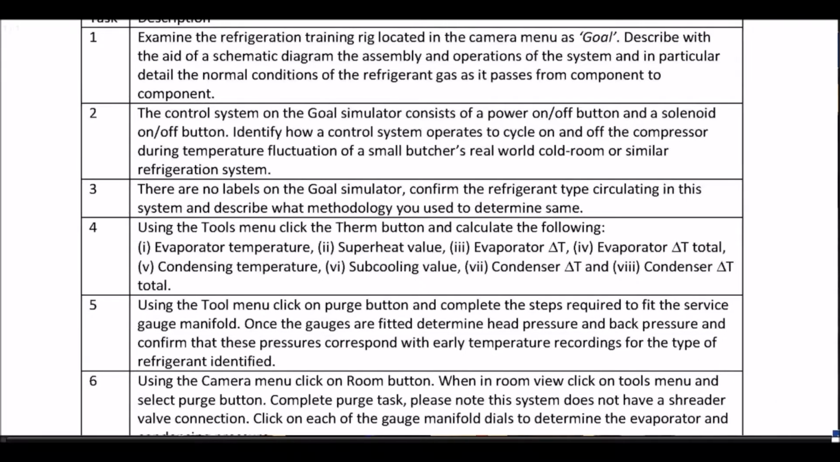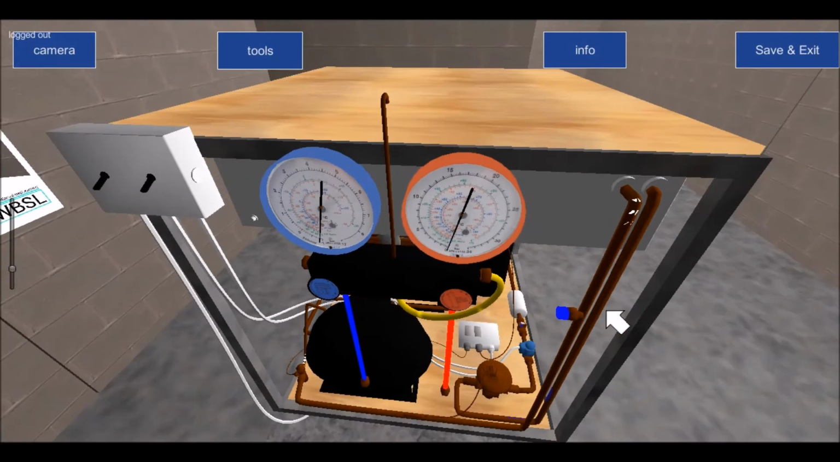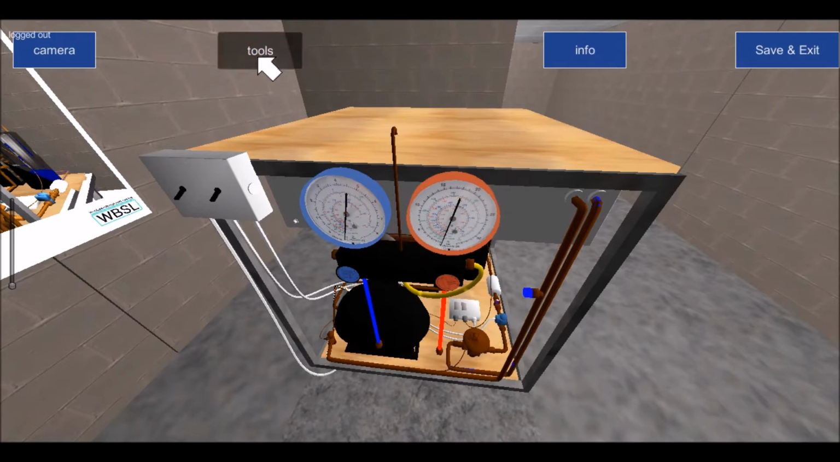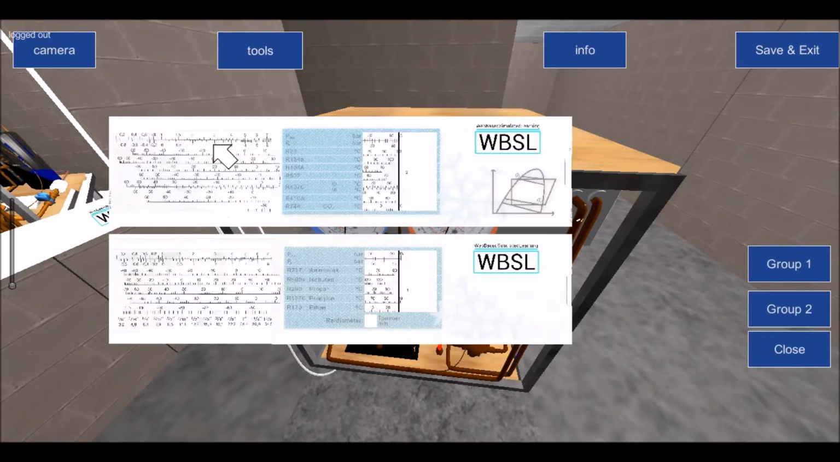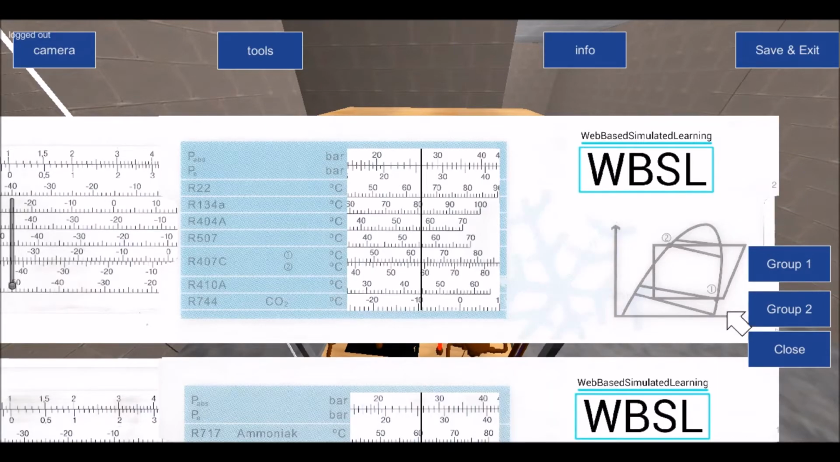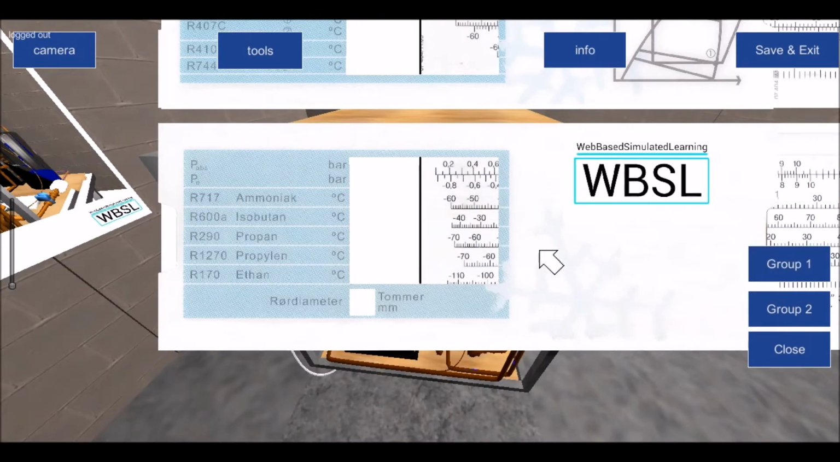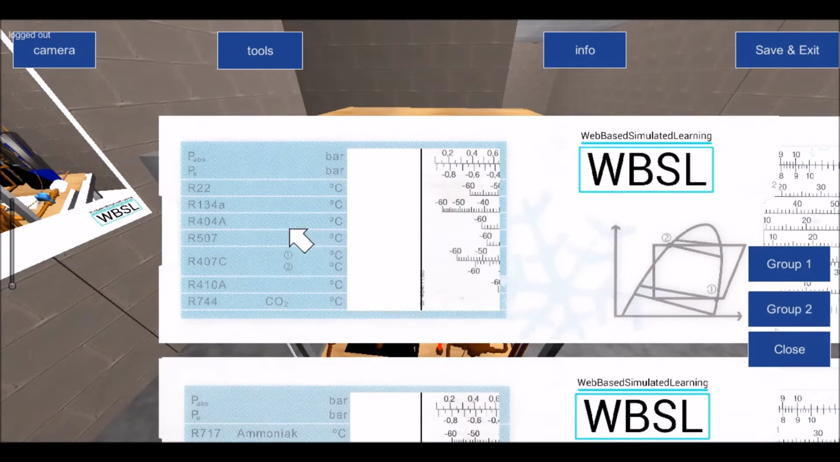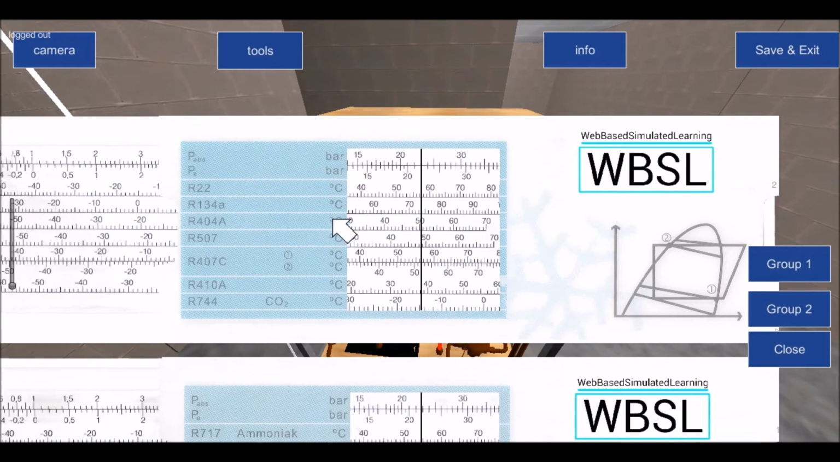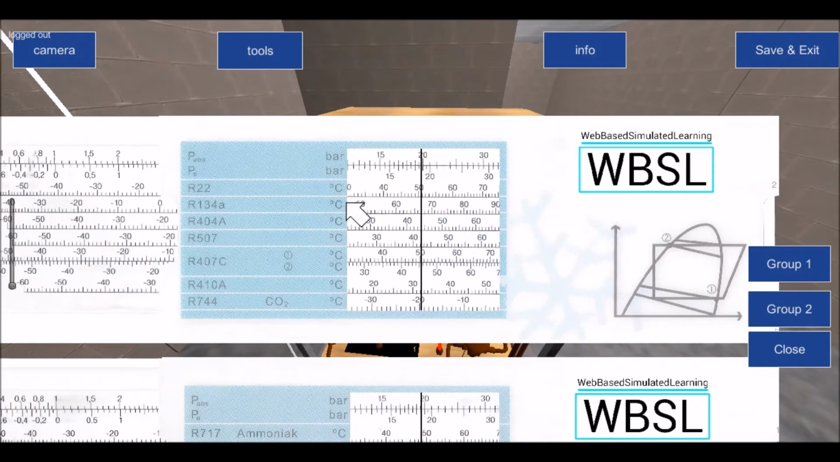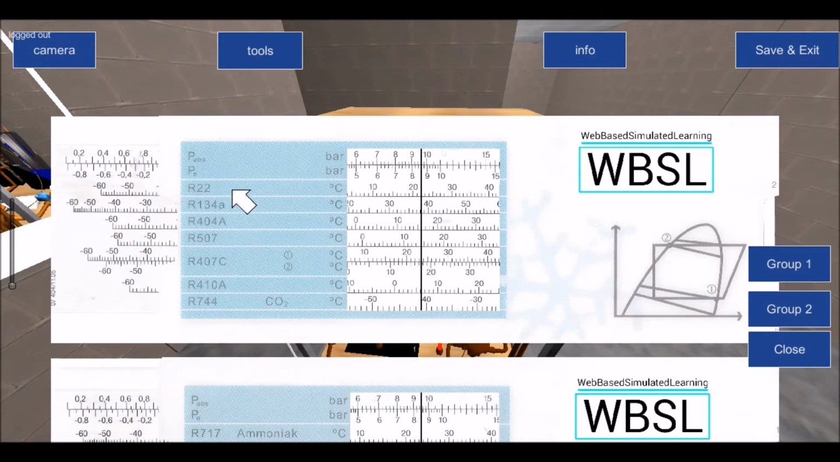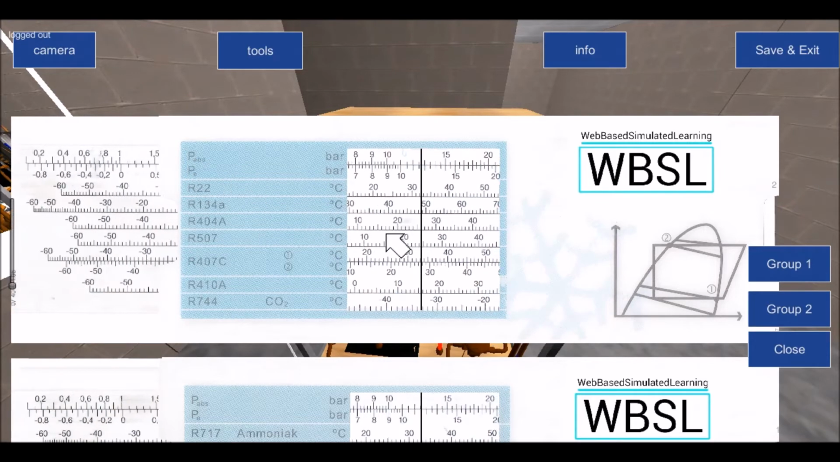So what that's asking you to do is use your slide rule, and by using your slide rule, you have to determine the pressure temperature relationship. Basically how this slide rule works, you've got your different types of refrigerant down along here. You've got your pressure in absolute or gauge pressure. In our case, we're reading gauge pressure, okay?